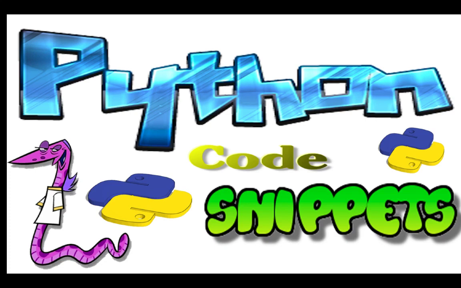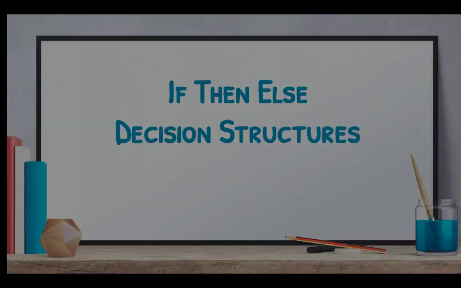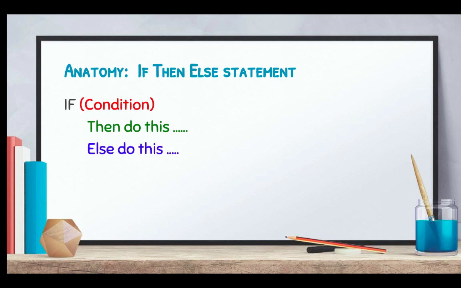In this session of Python Code Snippets, we're going to be looking at the if-then-else statement. This follows on from the previous tutorial looking at the if-then, with a focus on the if-then-else statement, and there'll be another video to come looking at the elif statement in Python. One of the things we need to do is look at the anatomy of the if-then-else statement.